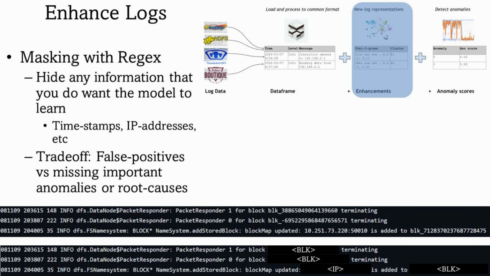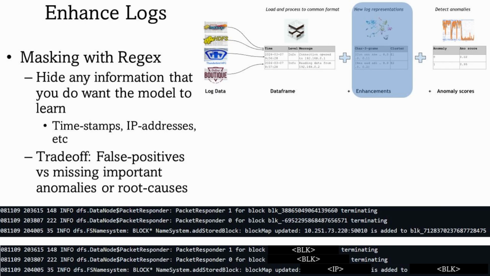Obviously, masking introduces a trade-off. While it can reduce the likelihood of false positives caused by irrelevant variability, it may also lead to missed anomalies or root causes if critical information is masked. Striking the right balance often requires experimenting with different masking strategies.